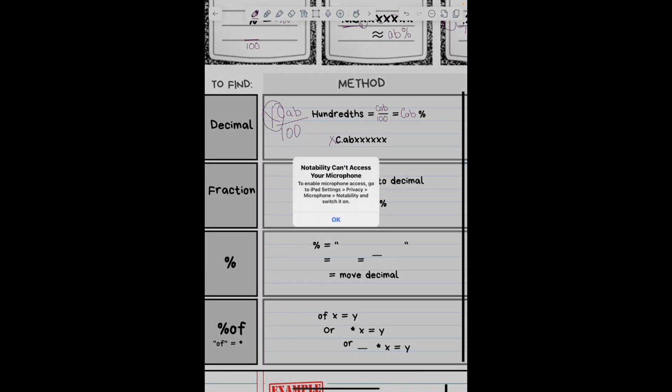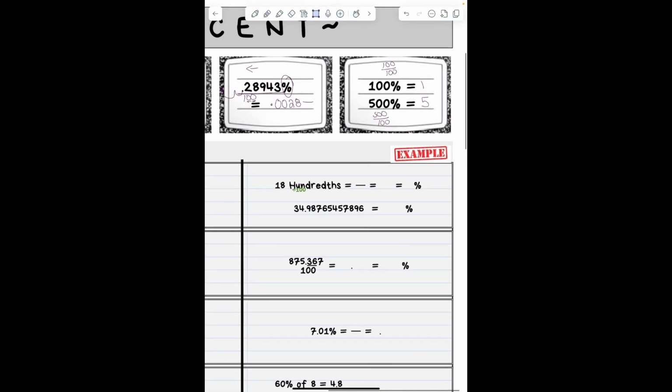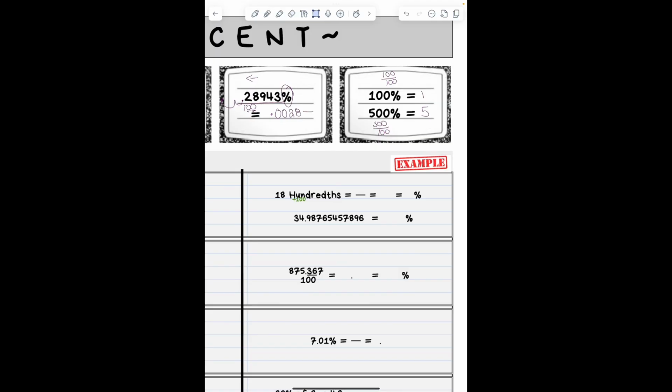So let's look at an example of this nonsensical writing here. Let's say we have 18 hundredths. Hundredths means divide by 100. That's the place value. So 18 hundredths, that's the TH. Another way of saying it is 18 hundredths or 18%. Hundredths and percent are basically interchangeable.